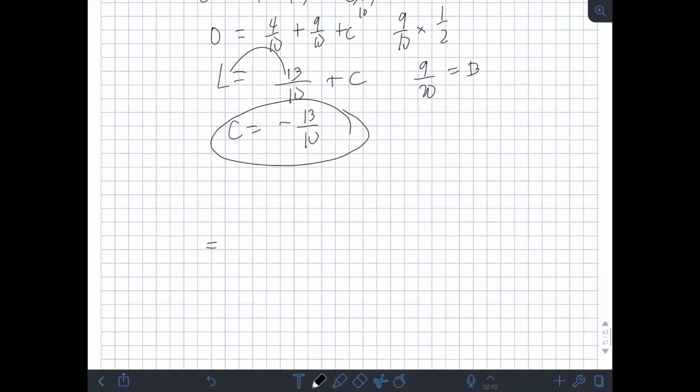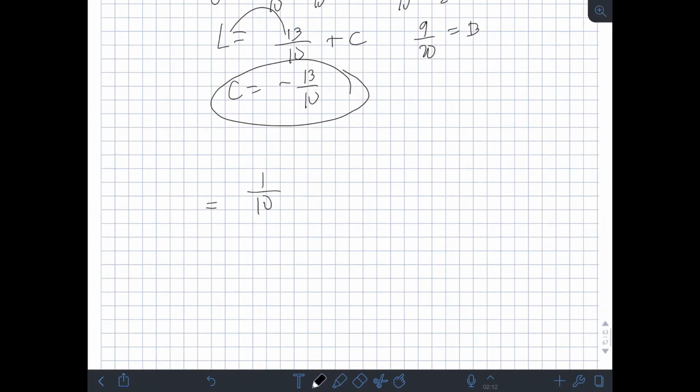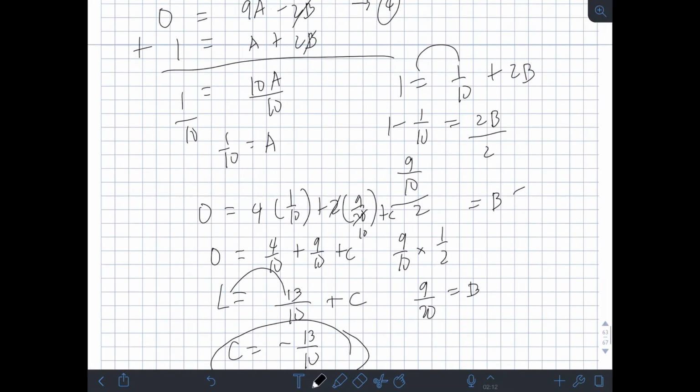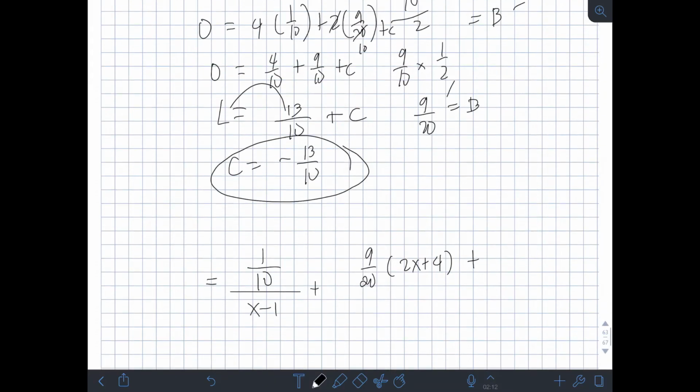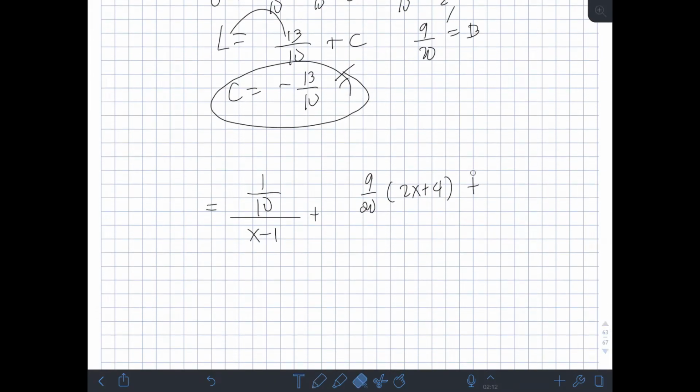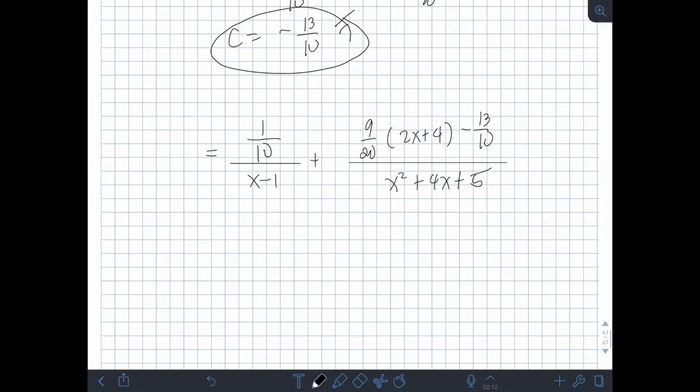So, therefore, we have A is what? 1 over 10. 1 over 10 over x minus 1, right? Plus B is what? 9 over 20. So, 9 over 20 times 2x plus 4, plus C is what? Negative 13 over 10. So, minus 13 over 10 over yung quadratic. Factor natin na x squared plus 4x plus 5. So, therefore, equal pala yung x squared over x minus 1 times x squared plus 4x plus 5 dito.